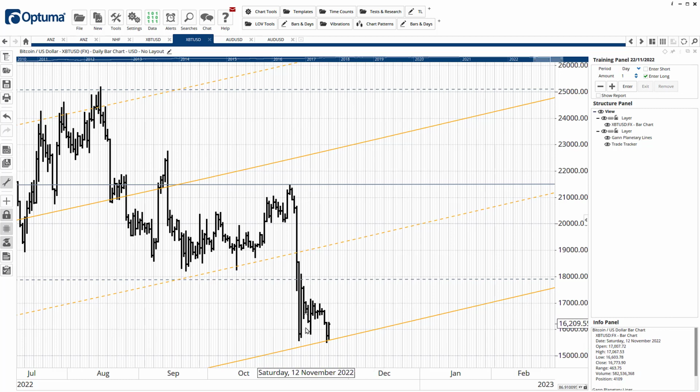Now we can see down through here that the market's found good support again on this angle, and now we just watch to see what this market does. And you can see that it's bounced off that angle, and now it's starting to head higher. And Bitcoin just continues to head higher.